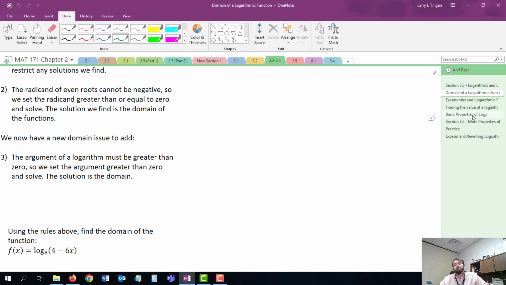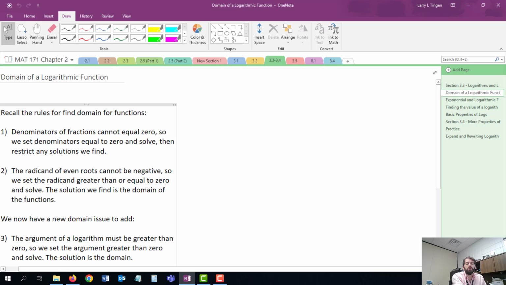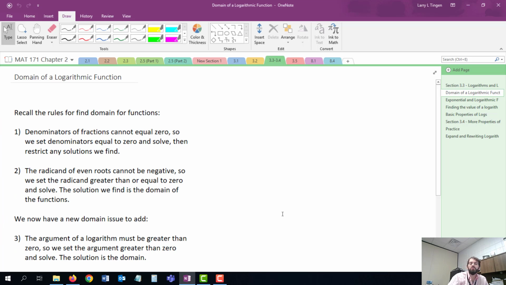Now, logarithmic functions have forced us to consider a new domain issue. Previously, the only domain issues we cared about were, first, if the variable is in the denominator, we have to remove all values of x that make that 0. The second one was if I have a variable under an even root, I could end up with an even root with a negative number under it, which leads to an imaginary solution. So those are the two things.